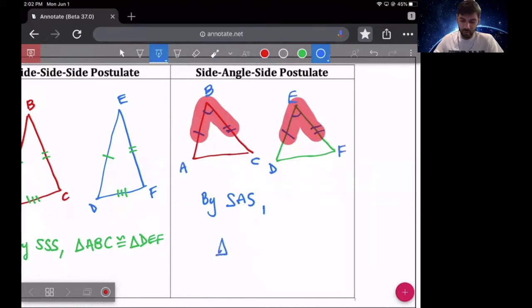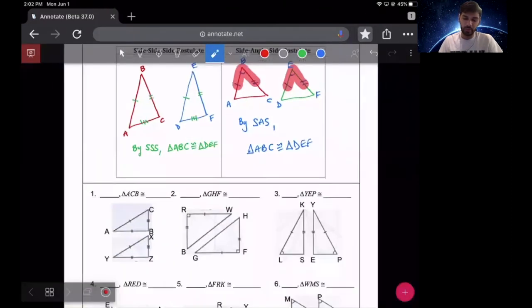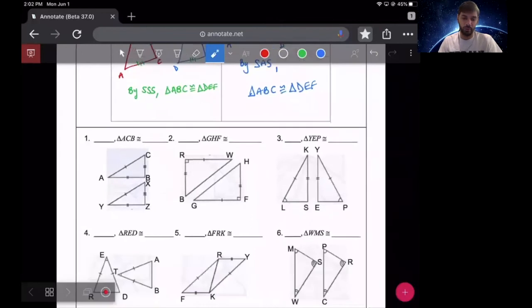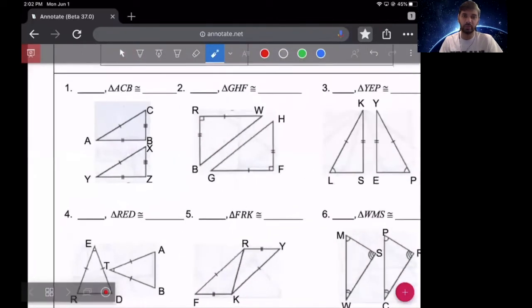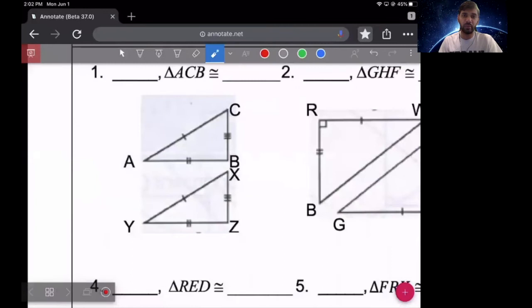And we can say triangle ABC is congruent to triangle DEF, just like that. And this time, instead of side, side, side, we used side angle side, side angle side. Okay, so that's how we show these triangles are congruent. So now let's look down here at these examples and identify what the method is.